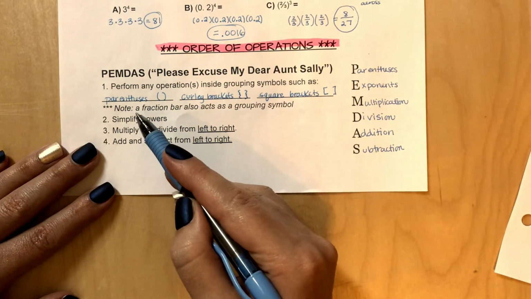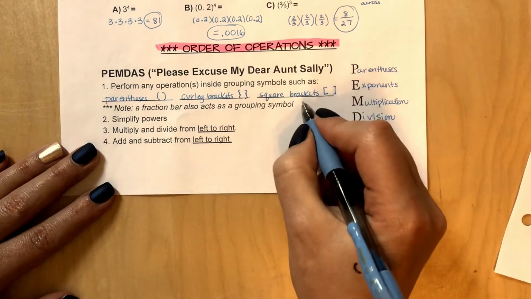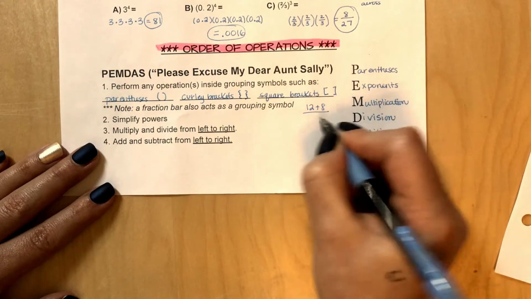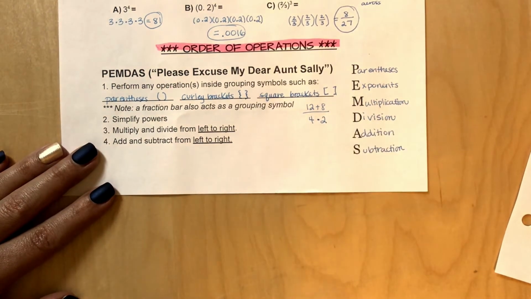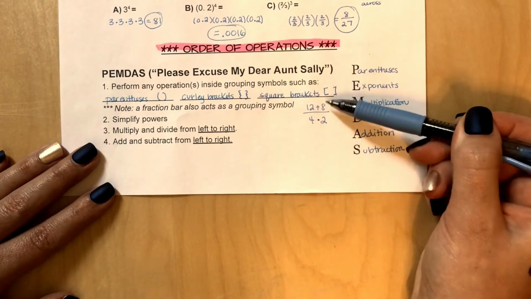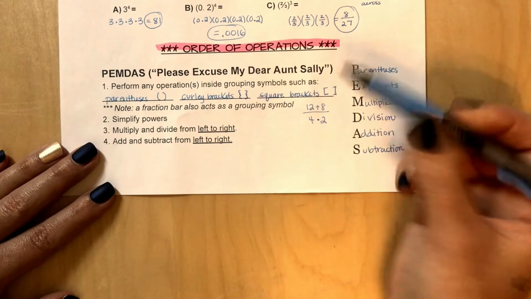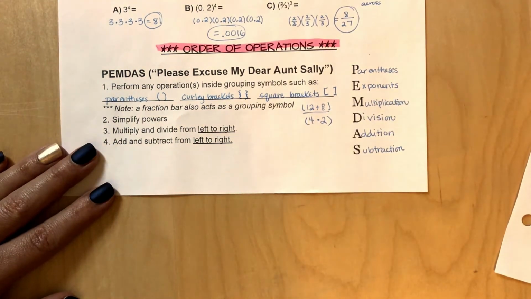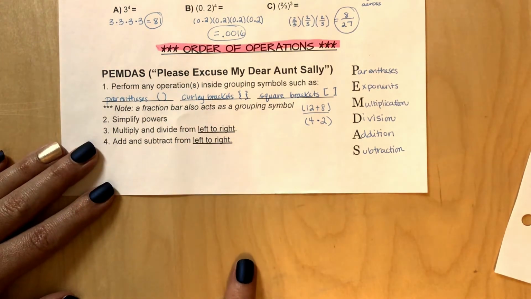Also note, a fraction bar also acts as a grouping symbol. So what that means is, say that you had, I don't know, 12 plus 8 over 4 times 2. That's just made up. This fraction bar right here, you keep everything on the top together and you keep everything on the bottom together. So if it helps you, you can put a set of parentheses around both of those things to help you remember. So that is important. A fraction bar acts as a grouping symbol.